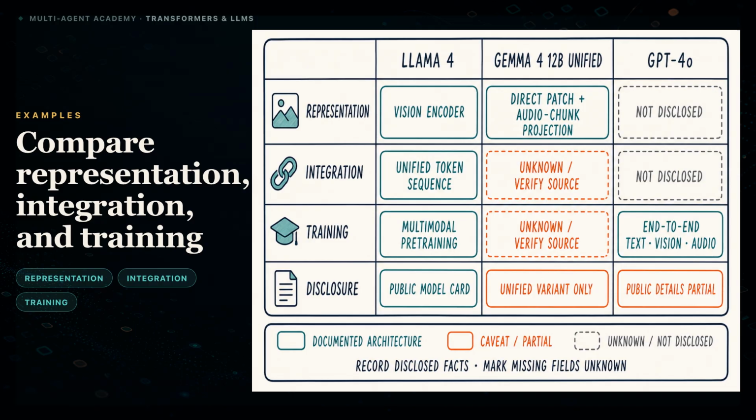GPT-4o is described as trained end-to-end across text, vision, and audio. OpenAI does not disclose its detailed representation and integration mechanisms. The three cases are not a ranking. For each model, record the disclosed representation, integration, and training facts. Mark every undisclosed field as unknown.